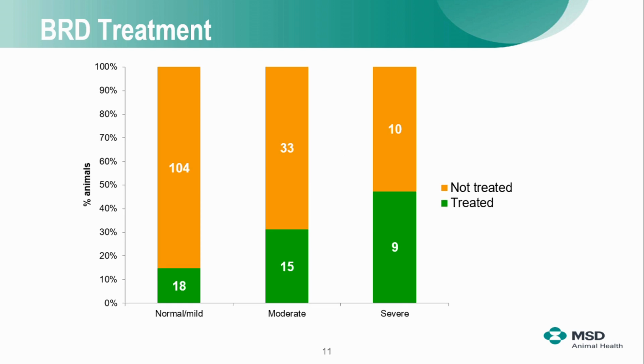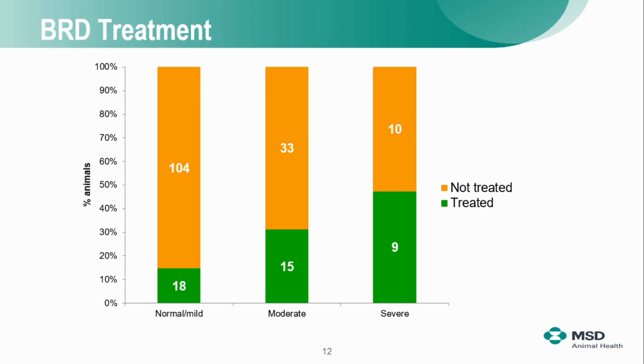Again, we looked at that across the 3 categories, just to show the distribution. What we did see, which was reassuring, is that as we got increasing lung scores, so increasing lung damage, the animals were more likely to have been treated for pneumonia. If we compared the moderate group to the normal, those animals had 2.6 times the odds of receiving a treatment for BRD. Compared to the severe, those animals had 5.2 times the odds of being treated. So that was good. We're seeing that they are picking them up and treating them.